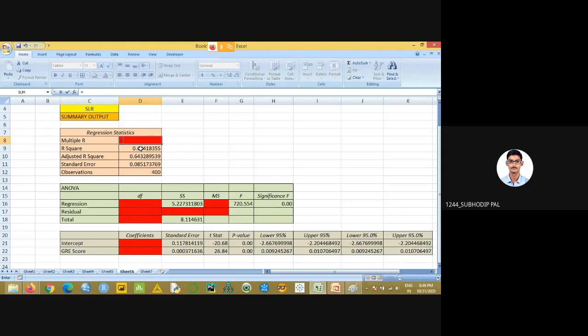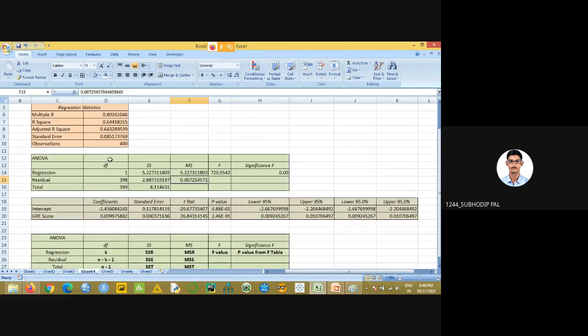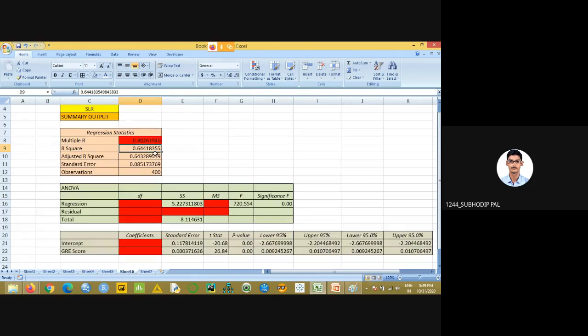So I'll do that. This one is 0.8026. Let me check that answer. Yeah, 0.8026, correct. So I know R square means what? Multiple R will be the root of R square, under root R square. Okay, now the things are given here.